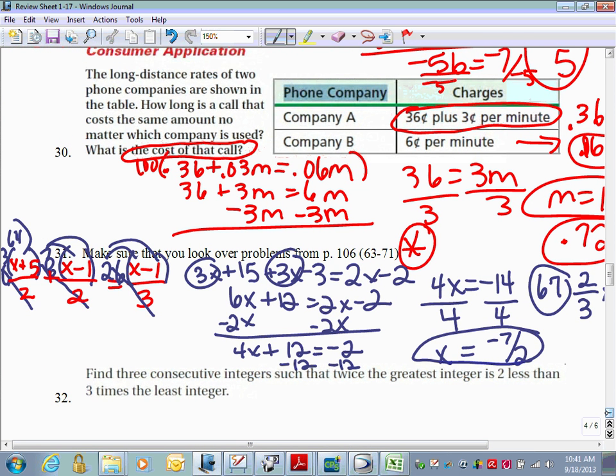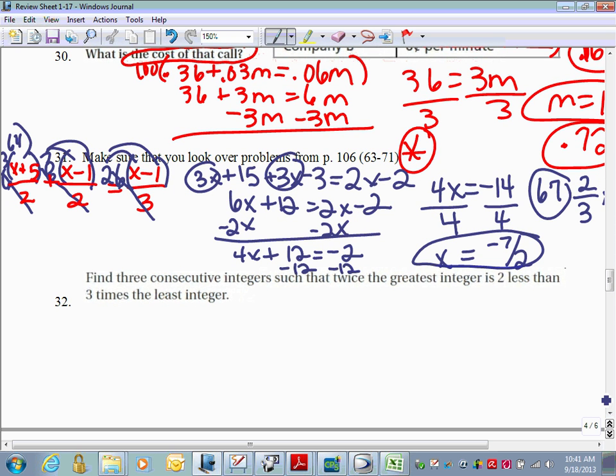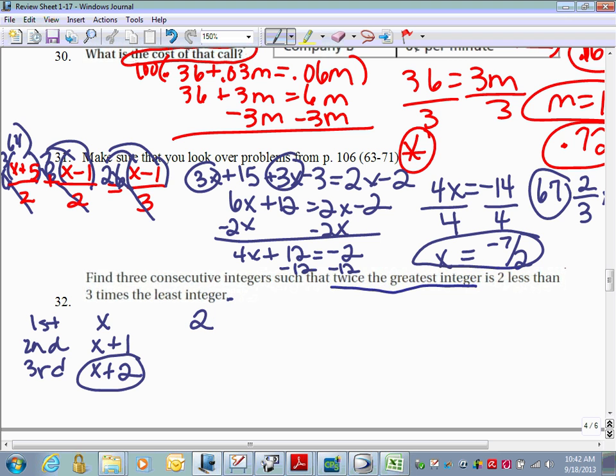Okay, we're going to do 32 now. 32, we've done a problem like this before, but it's been a while. I need 3 consecutive integers. The easiest way to do this is just to write down first, second, third. I better write them all out. 3 consecutive. So x, x plus 1, x plus 2. Now I'm going to read. Twice the greatest. Which one's the greatest? x plus 2. Twice the greatest is 2 times x plus 2.